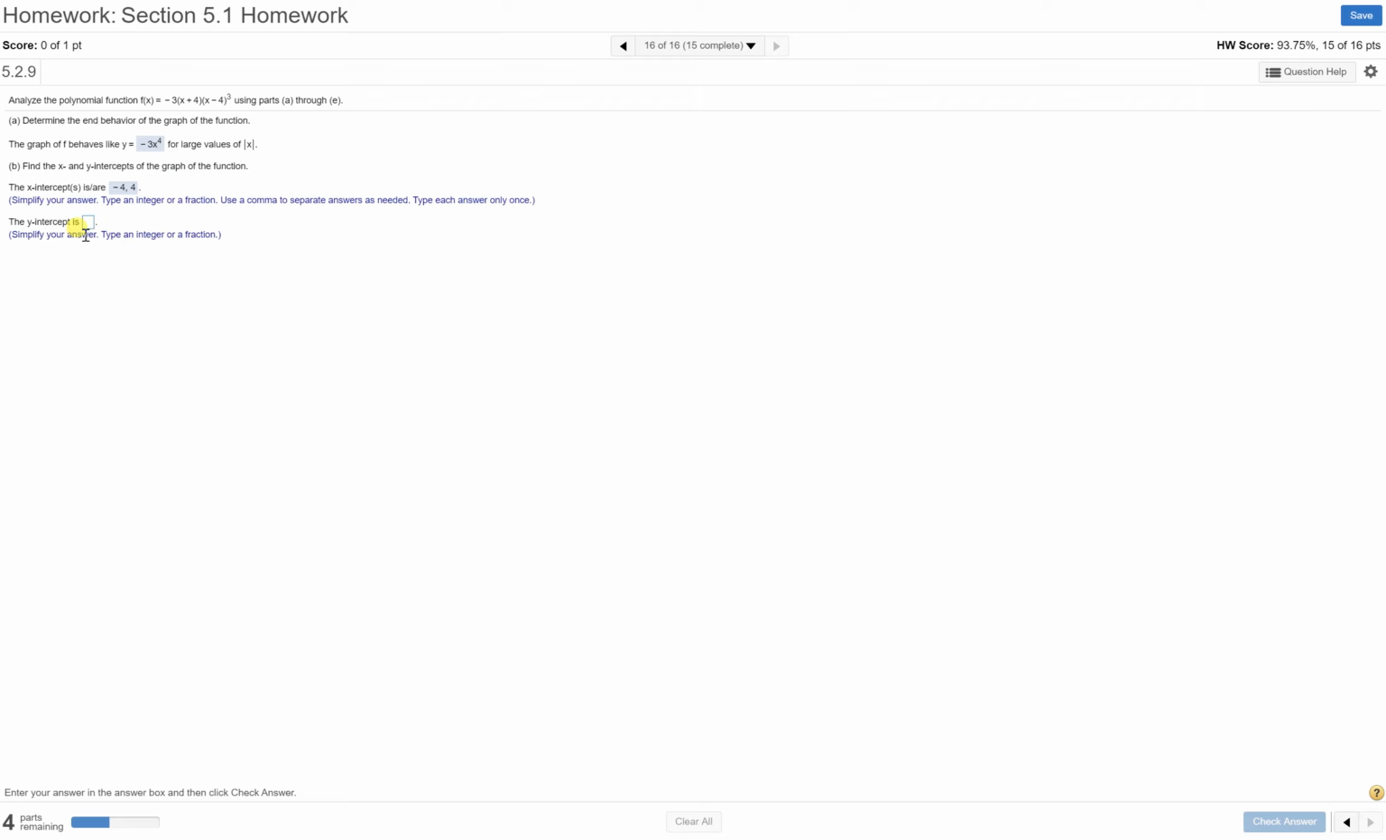The y-intercept, we're going to plug in 0 there. So let's see if I can plug in 0. Ooh, looks like I need a calculator.